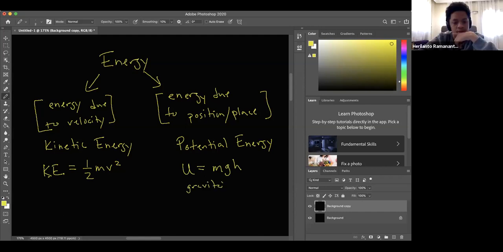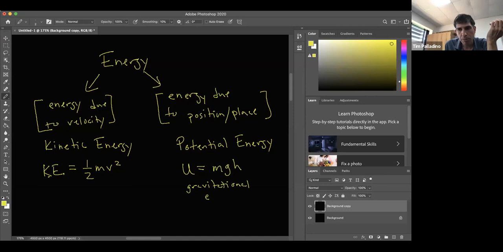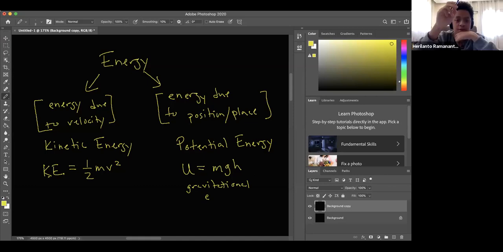Wait, are you also allowed to write potential energy with like EMP, or is that not allowed? EMP, what do you mean EMP? No, electromotive? No, a big E and then a small p. Are you allowed to write it that way as well? No, start with U.